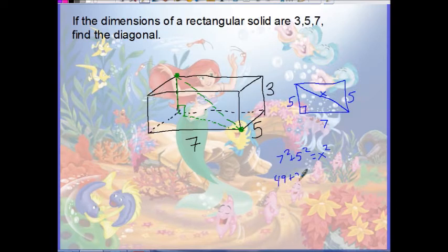49 plus 25 equals x squared. 74 equals x squared. And we can square root that, but we don't need to simplify it. The side right here is the square root of 74.